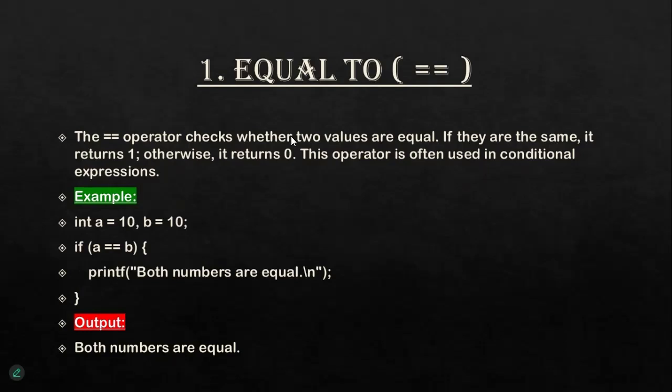So here is an example program: int a equal to 10, b equal to 10. If a equal to b, print both numbers are equal. We can see that a equal to 10 and b equal to 10, so both are equal. So the output is both numbers are equal.